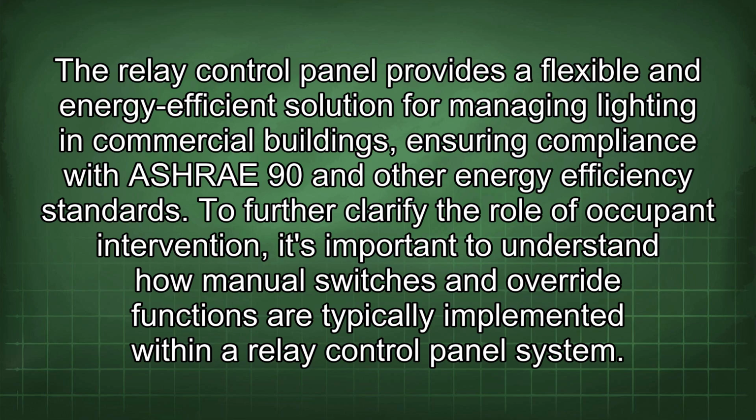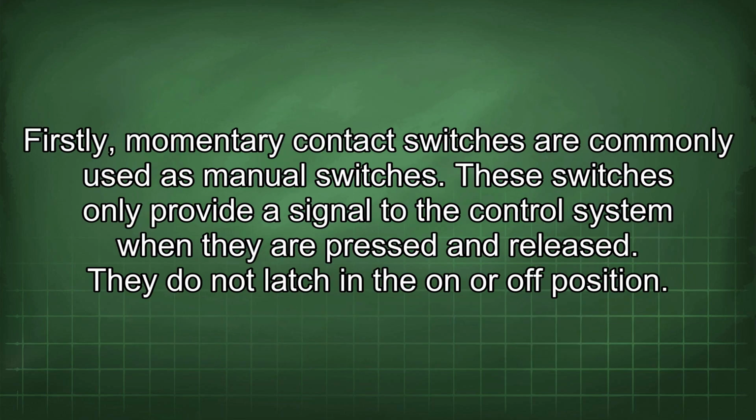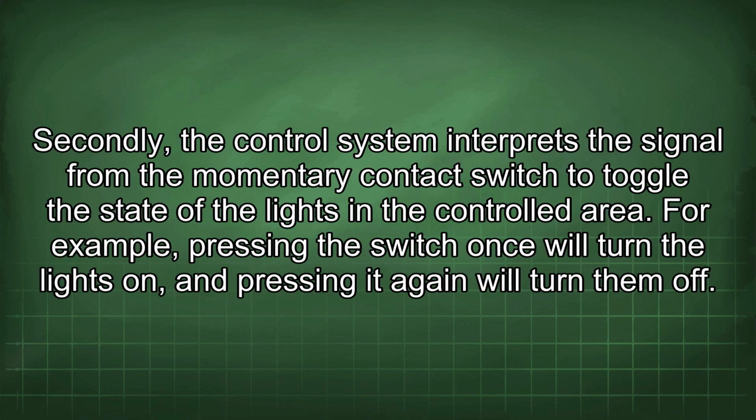To further clarify the role of occupant intervention, it's important to understand how manual switches and override functions are typically implemented within a relay control panel system. Firstly, momentary contact switches are commonly used as manual switches. These switches only provide a signal to the control system when they are pressed and released. They do not latch in the on or off position. Secondly, the control system interprets the signal from the momentary contact switch to toggle the state of the lights in the controlled area. For example, pressing the switch once will turn the lights on, and pressing it again will turn them off.